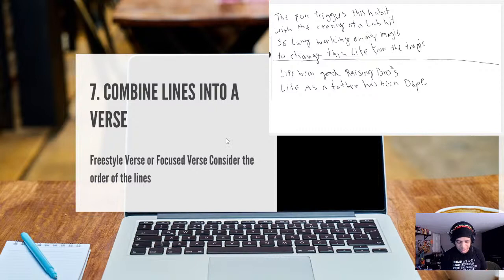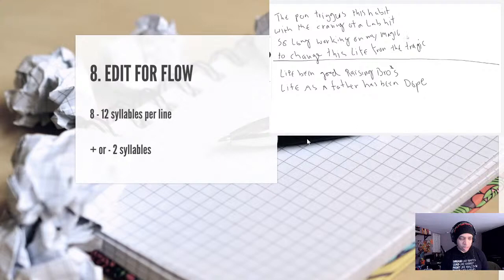So this first one, I'm really writing about the habit of writing and really just making music. There are other ideas that come up with it, but you can see that it's still connected to that spark, which is the habit of writing, why I have the habit, and the emotions that come up from that. So hopefully that makes sense. So you start combining them into a verse, and then the last step is just to edit.